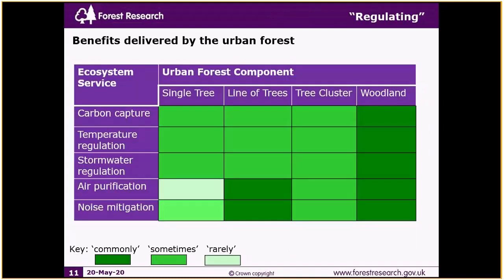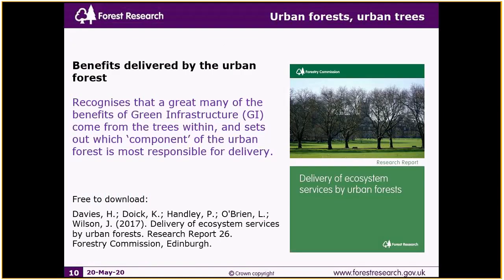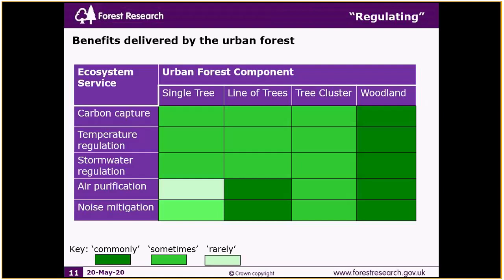So for example, the next slide shows a simplified version of some of the information presented in the document I've just listed. So the publication I'm talking about now is the Delivery of Ecosystem Services by Urban Forests, by Davies et al, and it's free to download from the internet. And again, if you can't find it, do give me a shout. So taking some of these benefits in order, the matrix on screen now, like I say, is a simplified version of what you find in that publication, and we've simplified it so it's easier to talk about in presentations such as here.